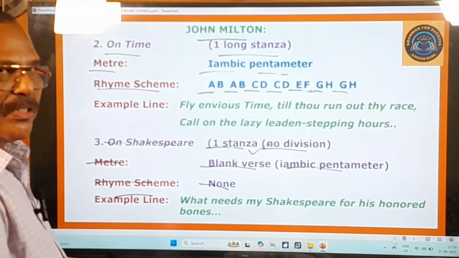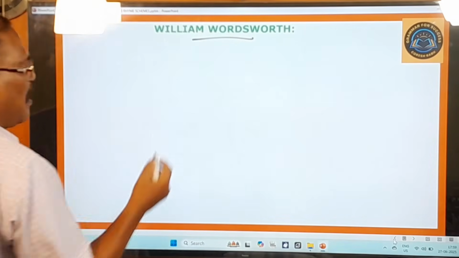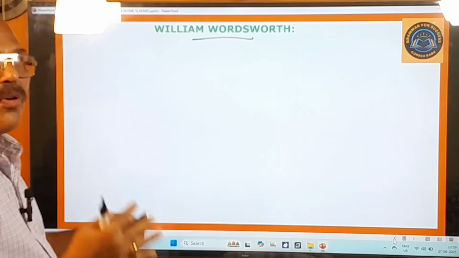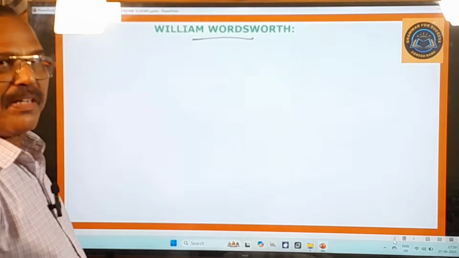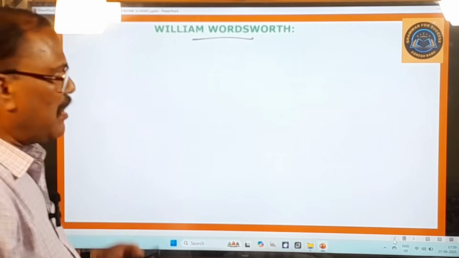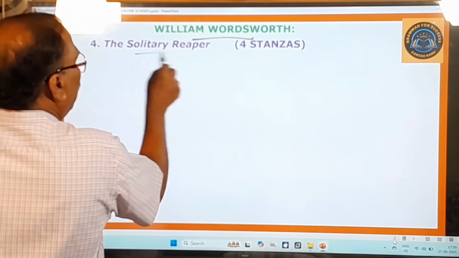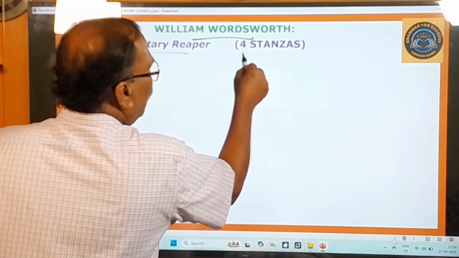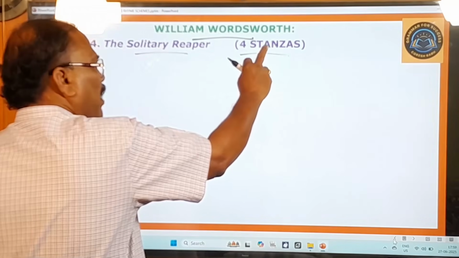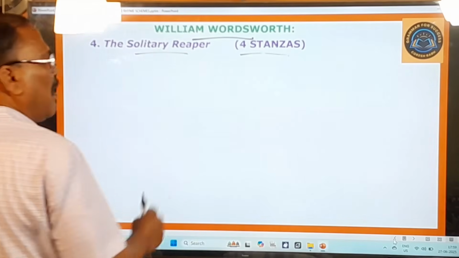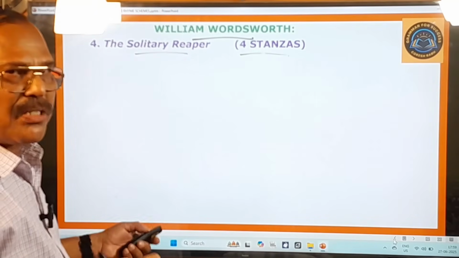And now let's move on to other poems. William Wordsworth's poems are there. As many as four poems of William Wordsworth have been prescribed for study in your PGT syllabus. Okay, and now let us take up the first poem, The Solitary Reaper. In this Solitary Reaper, there are 4 stanzas. Please keep this important information carefully in your mind, because tomorrow in the examination he might ask you about that.